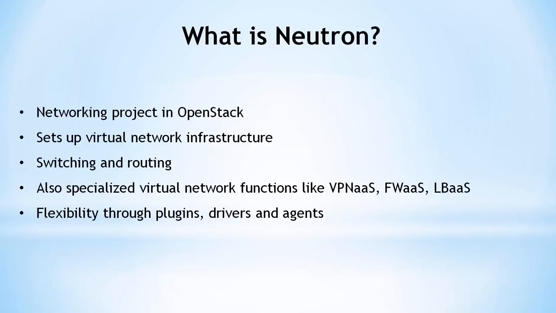Let's start with defining Neutron. Neutron is the networking project for OpenStack. It is responsible for setting up the virtual network infrastructure in an OpenStack-based cloud. Its core components provide basic switching and routing functionality for virtual machines. Neutron also includes more specialized virtual network functions like VPN, firewalls, and load balancing. Through the use of plugins, drivers, and agents, there is inherent flexibility for actual implementations on various hardware and software components.